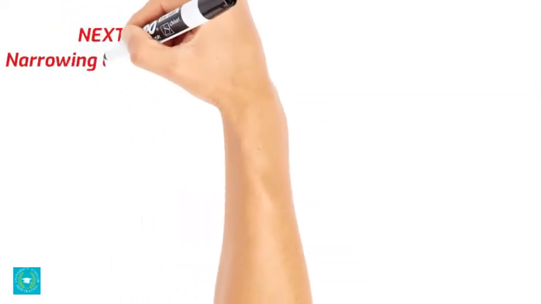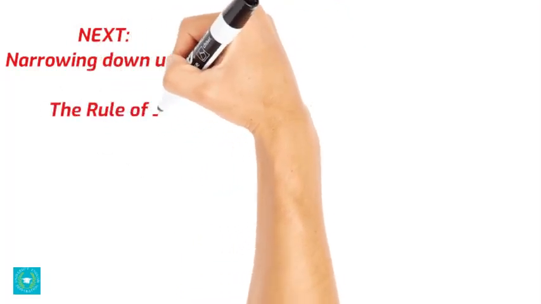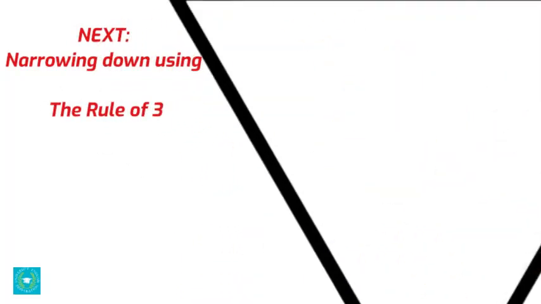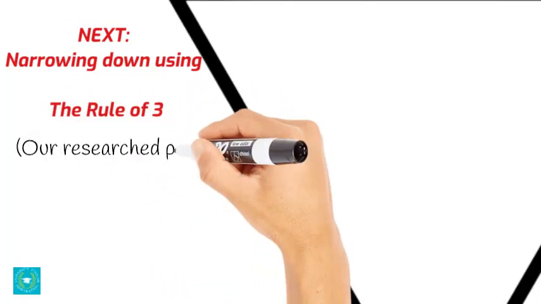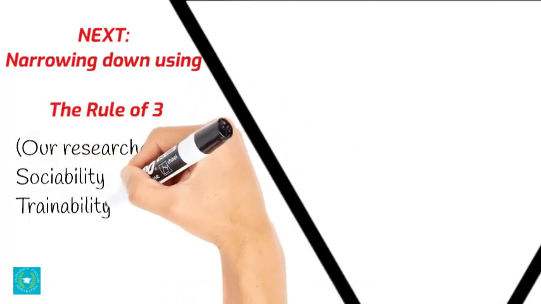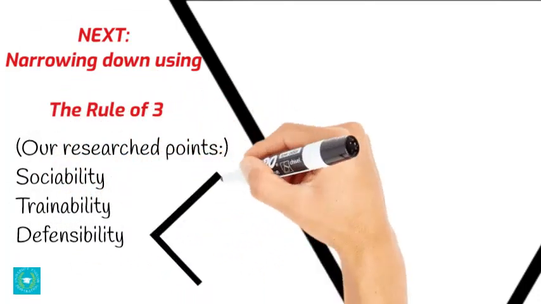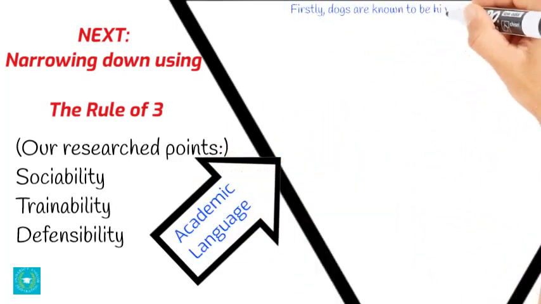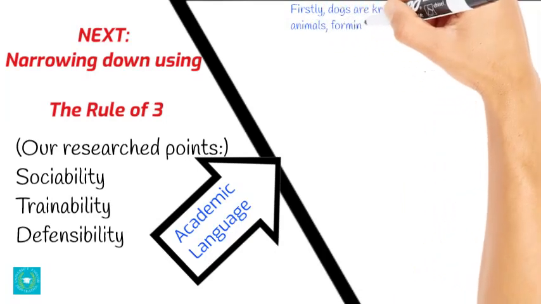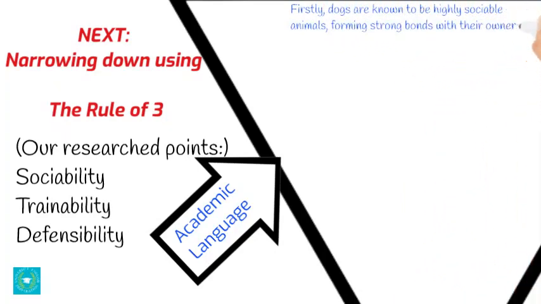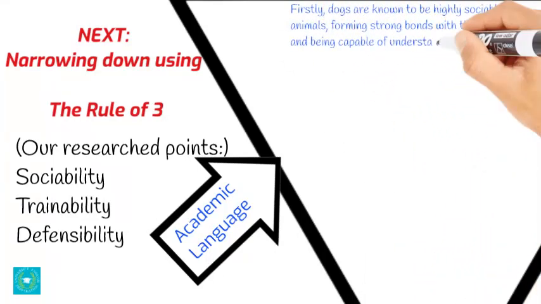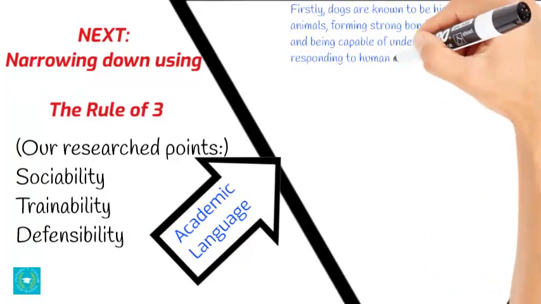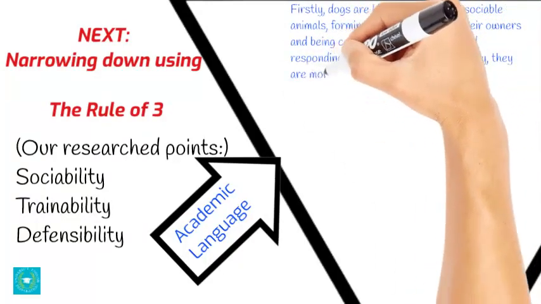After your broad declarative statement introducing your topic and stance, you want to narrow down and introduce your rule of 3 ideas. In our case, we're discussing sociability, trainability, and defensibility. The next part of our introduction might go like this. Firstly, dogs are known to be highly sociable animals, forming strong bonds with their owners and being capable of understanding and responding to human emotions.